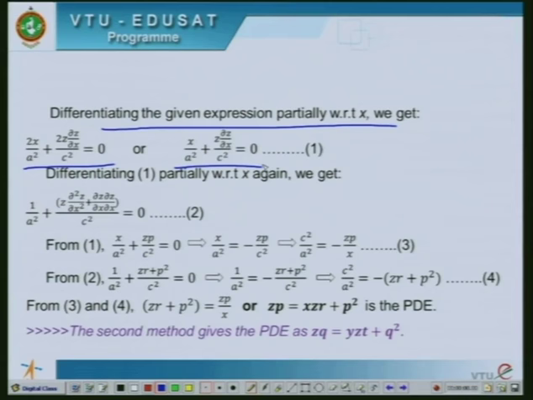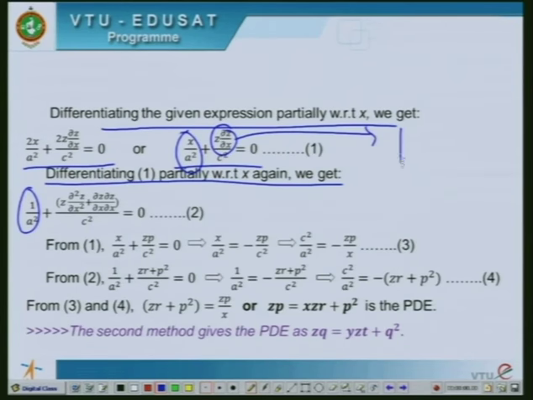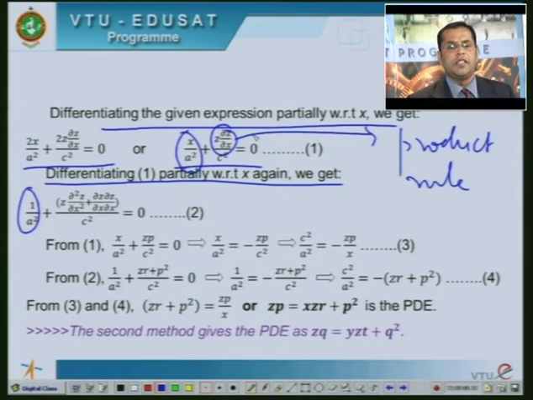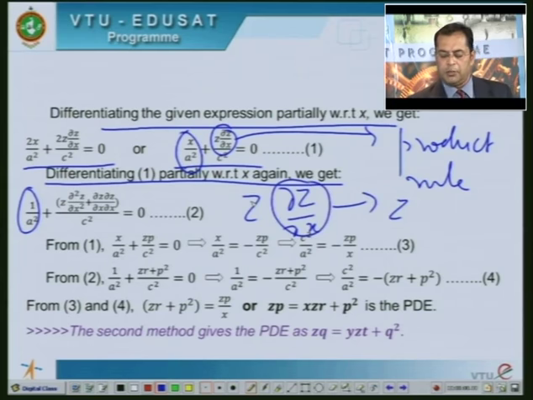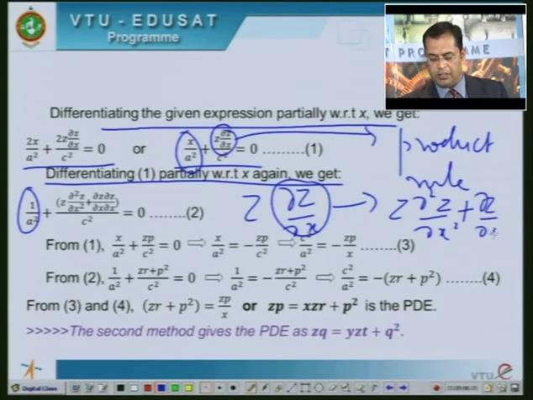We will repeat the differentiation again, differentiating 1 again partially with respect to x. First term x by a square reduces to 1 by a square. In the second term, you apply product rule for z into dou z by dou x. So, what do you get? Applying the product rule, I get z into dou square z by dou x square, first function into derivative of the second, plus second function, dou z by dou x, into derivative of z with respect to x, which is again dou z by dou x.